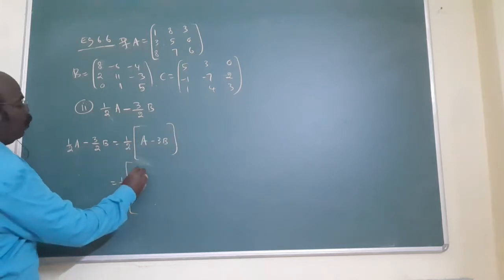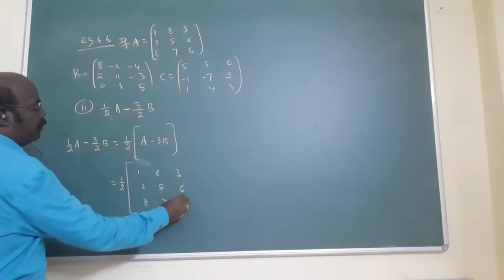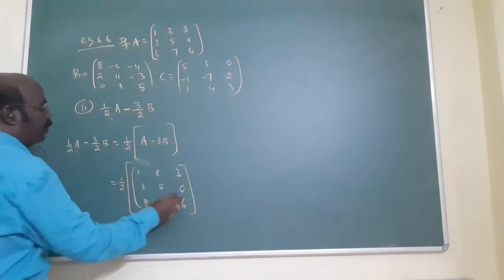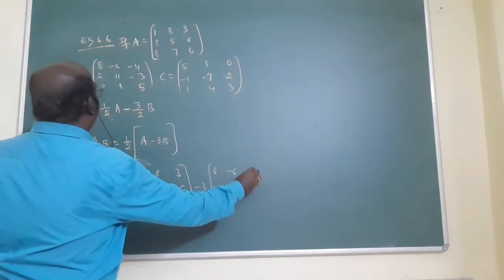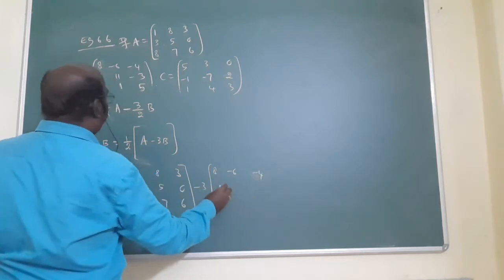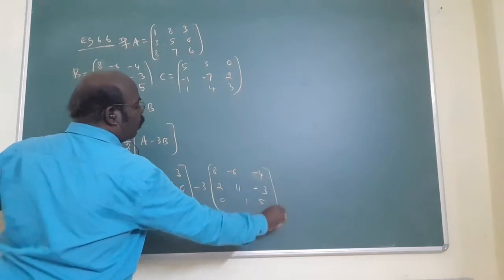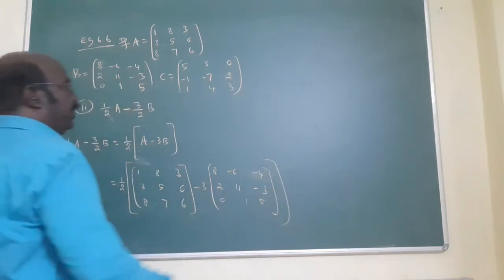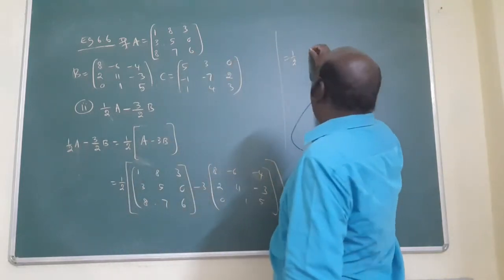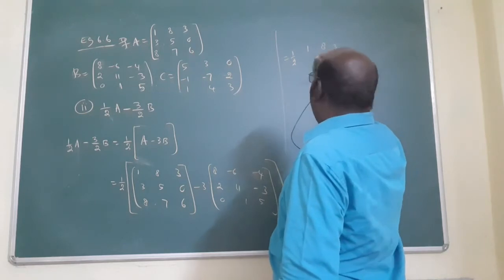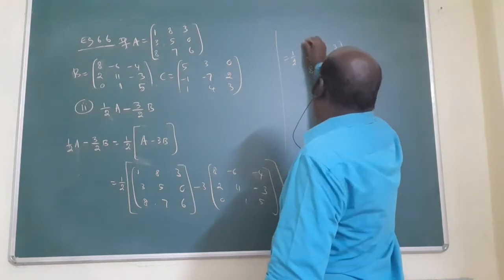A is 1, 8, 3, 3, 5, 0, 8, 7, 6. Minus 3 into the B matrix. B is 8, minus 6, minus 4, 2, 11, minus 3, 0, 1, 5. Now again, 1 by 2 into the first part is 1, 8, 3, 3, 5, 0, 8, 7, 6. Right? The first part.